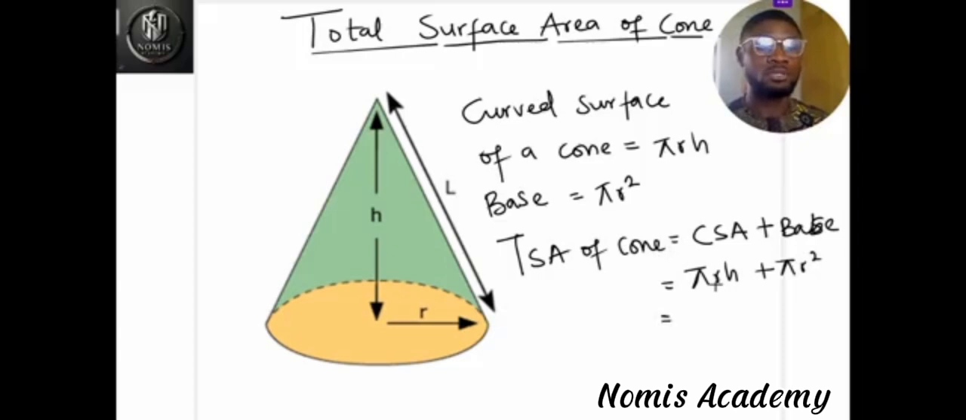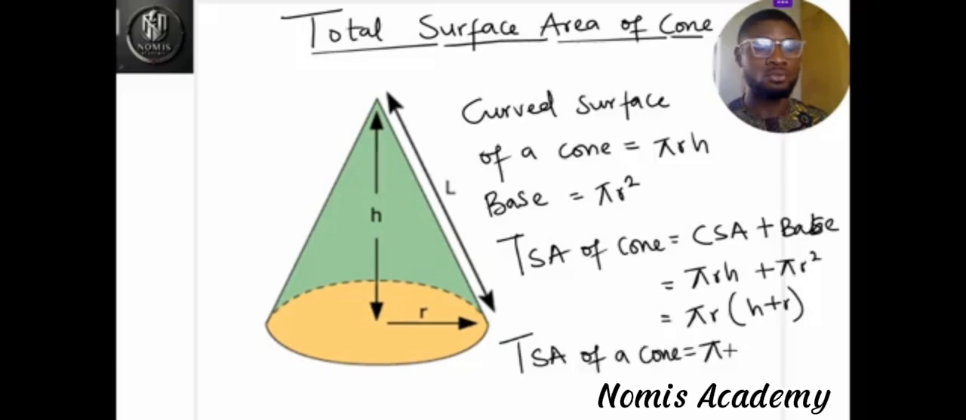We can factorize it, since I have pi r, to be pi r, open bracket, h plus r. So this is the formula to calculate the total surface area of a cone. In essence, total surface area of a cone is equal to pi r, open bracket, height plus the radius of the cone. Let's take some examples to use this formula to calculate the total surface area.